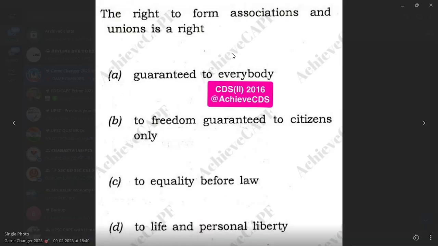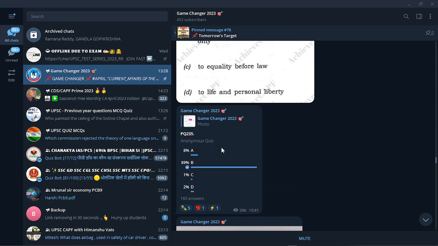Right to form associations and unions is a right guaranteed to everybody, to freedom guaranteed to citizens only, to equality before law, to life and personal liberty. Right to form association, B. Freedom guaranteed to citizens only, B.